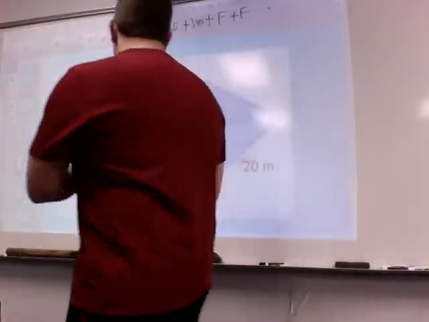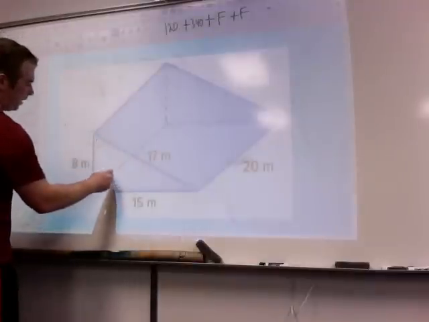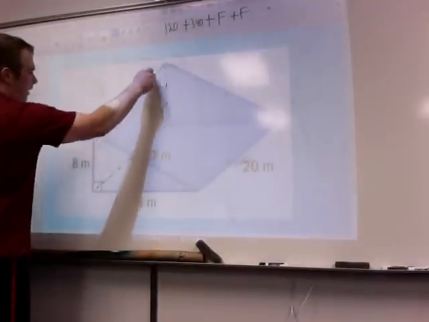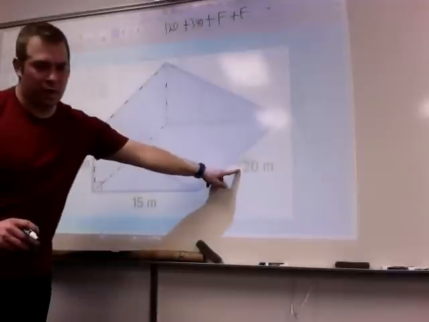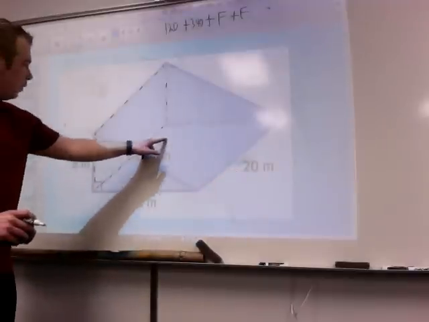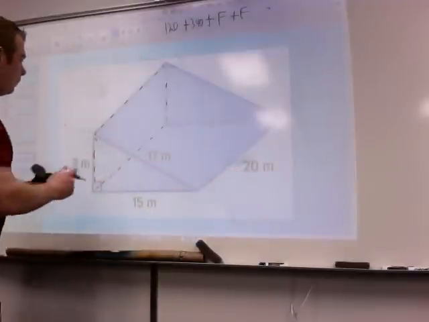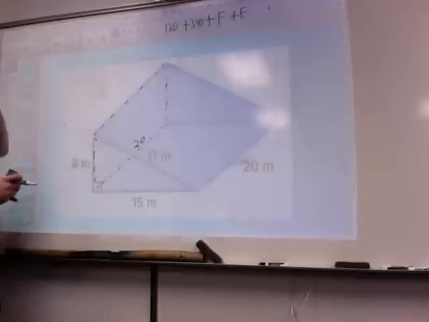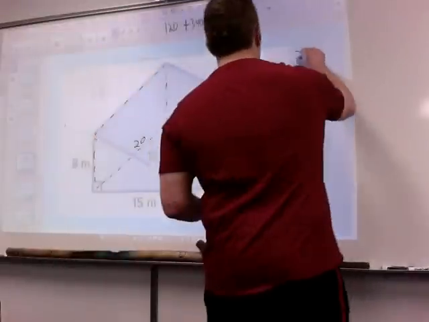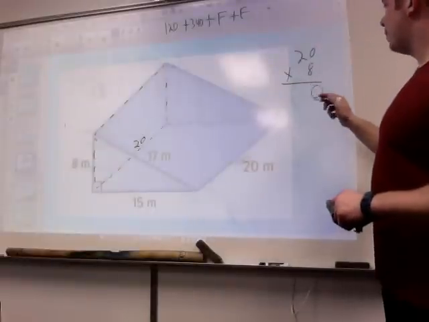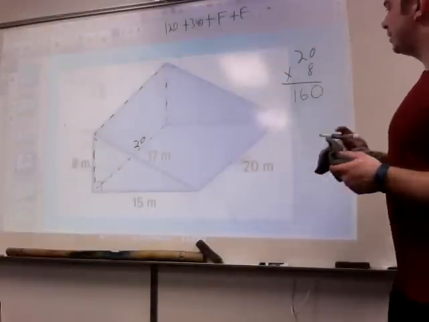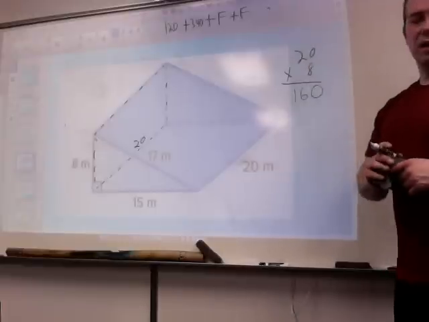And my next face, if you could see it, is on the other side. It's kind of this piece right here. So if that's 20, then my base of this one would be 20 as well. So I have a 20, and my height would be 8. So I have to do 20 times 8 this time to get my next face. Here we go. 0, and 8 times 2 is 16. Base times height equals 160.